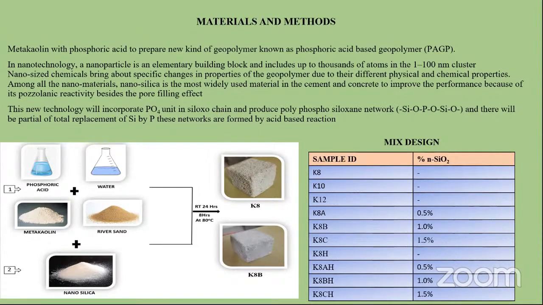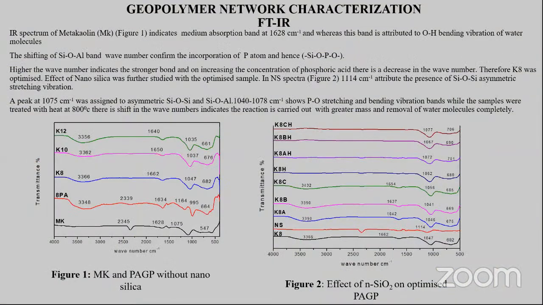The new technology will incorporate PO4 unit in the siloxo chain and produce a polyphosphosiloxo network, and there will be partial replacement of silicon by P. These networks are formed by acid-base reaction. So phosphoric acid reacts with metakaolin, and then nano additive as nanosilica is added and cured at room temperature for 24 hours, and again in the oven for 8 hours at 80 degrees. So the required product is generated. So the mix design will be sample ID and nano additive effect.